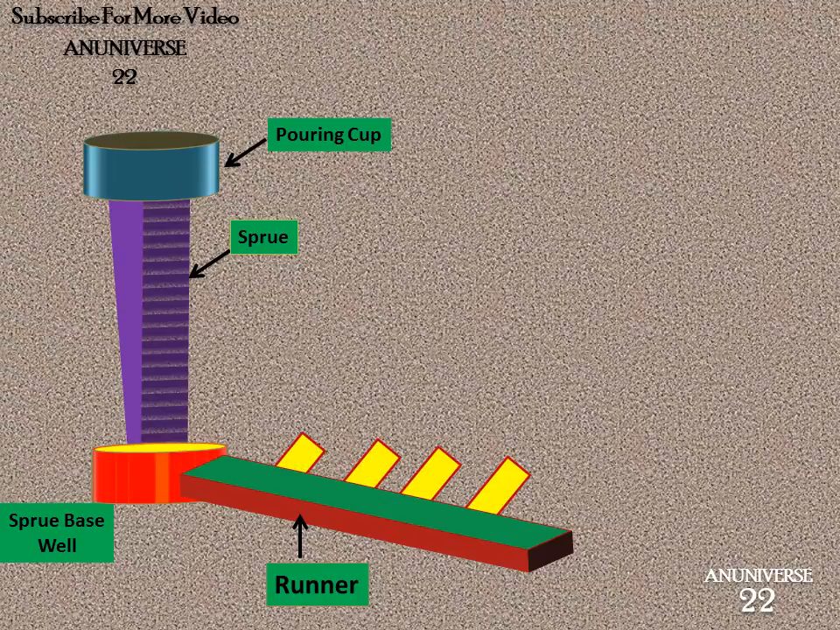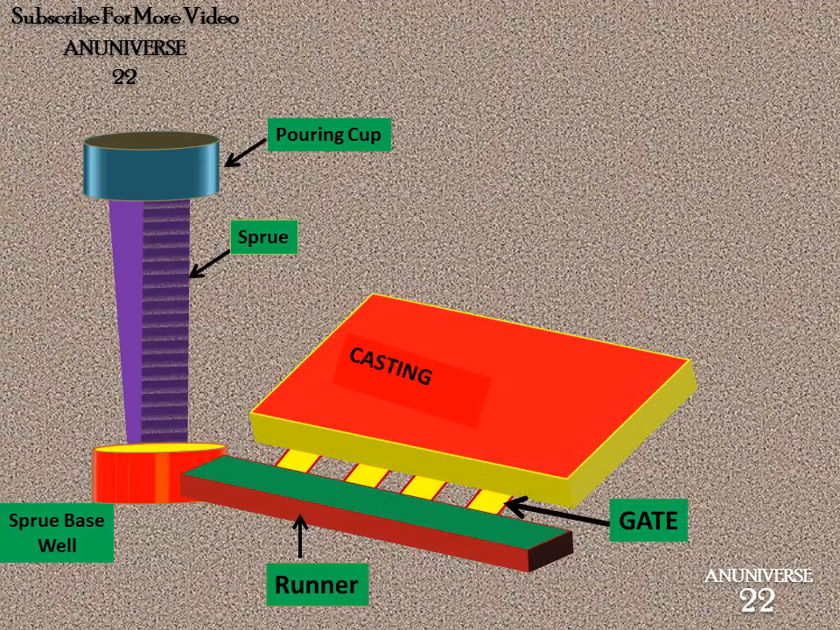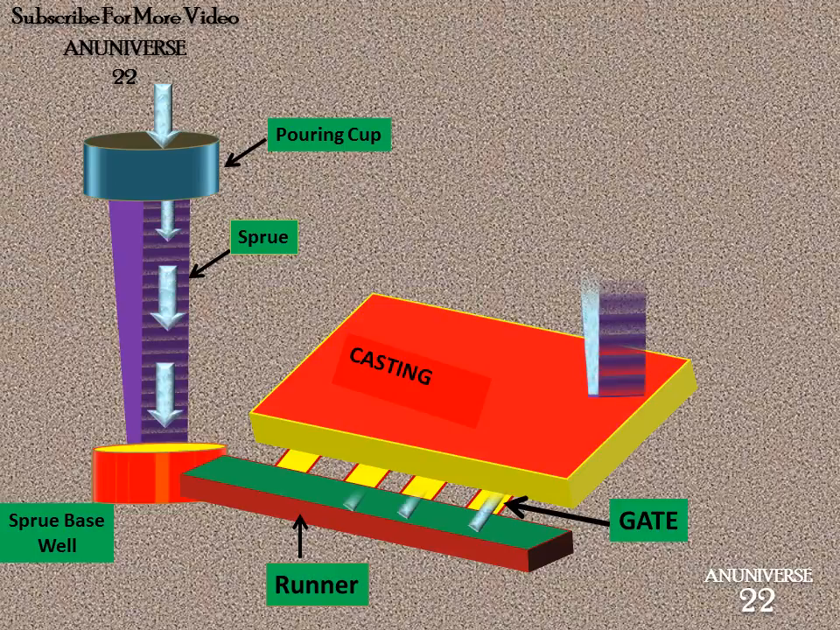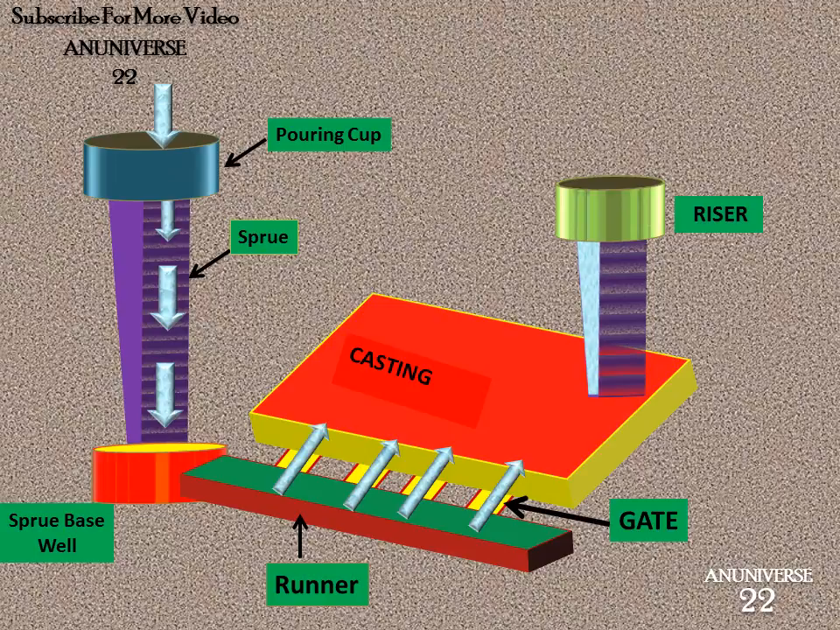The next part is the gate. These are the openings through which molten metal enters the mold cavity. So here is the mold cavity in which we produce the casting, and from the runner the molten metal enters the mold cavity through the gate. So here we can see molten metal starts to enter through the pouring cup, then through the sprue, and from the runner, through the gates, it goes towards the mold cavity.